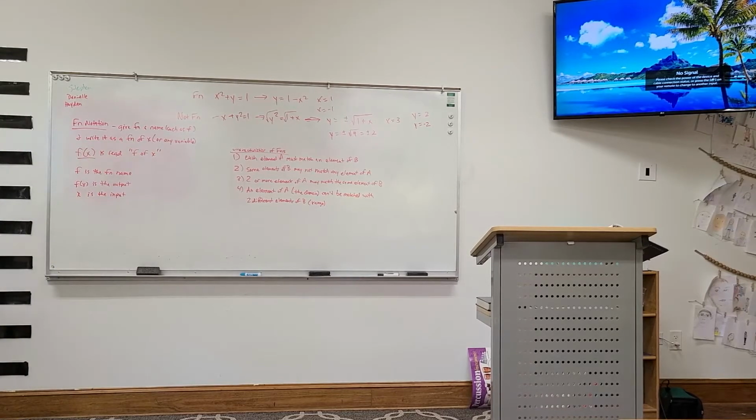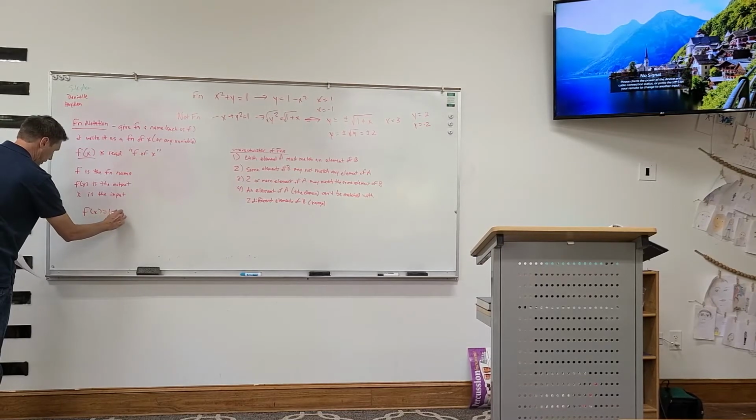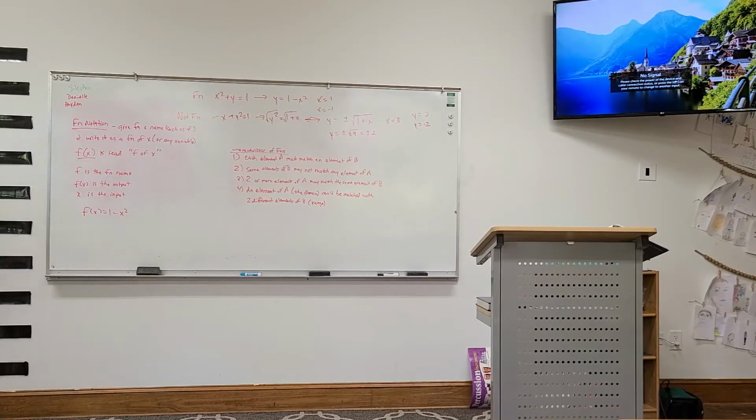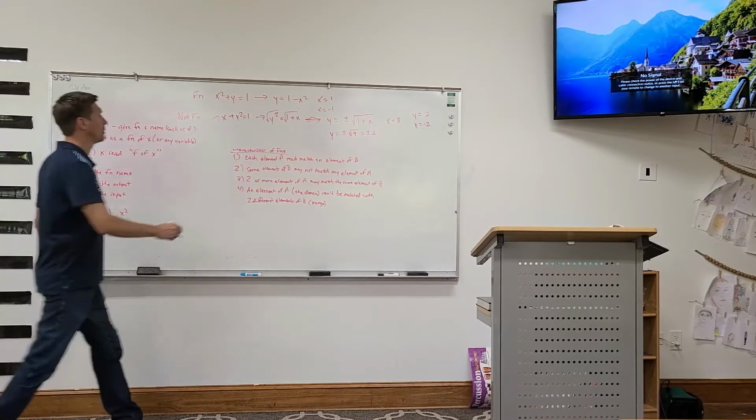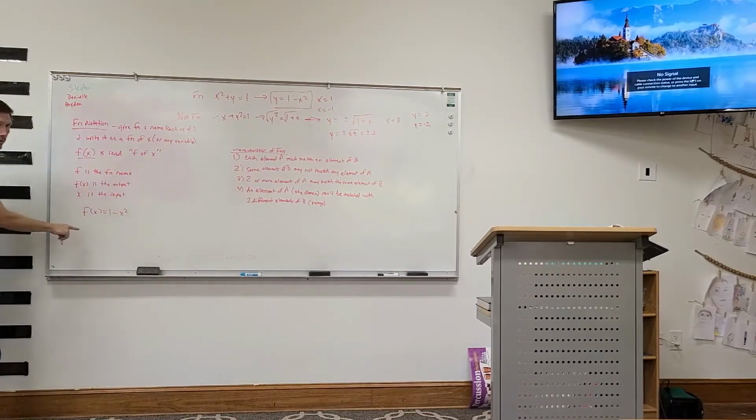So we could write something like this. We could say f of x equals 1 minus x squared. And that looks just like what we have right here, where we said y equals 1 minus x squared, right? It's just a different way to write it. Think of the f of x as your y value.